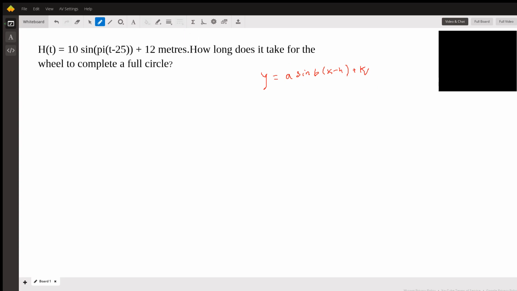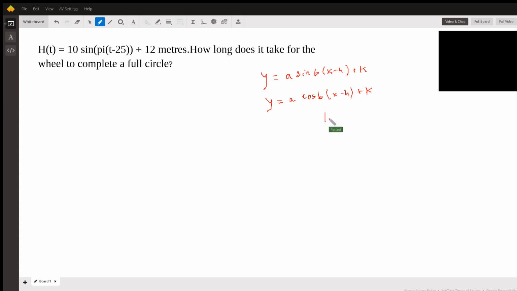And there's another equation for the cosine, which looks pretty much the same: y equals a cosine of b times x minus h, plus k. And there's a similar equation for the tangent. The tangent is a little different from sine and cosine, so I'm not going to get into that. I'm just going to stick with these two.